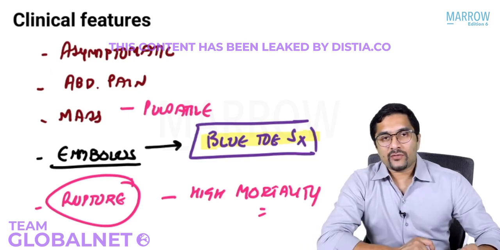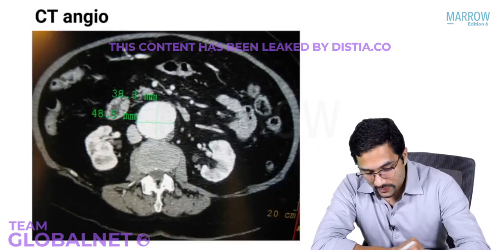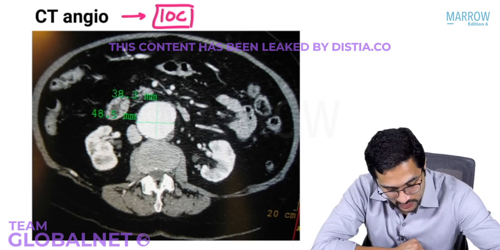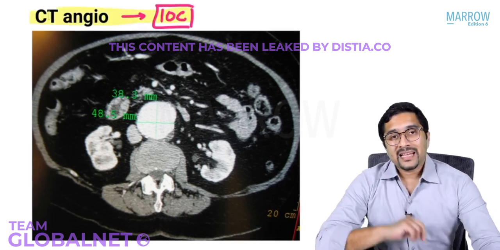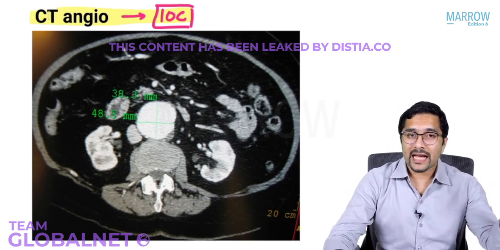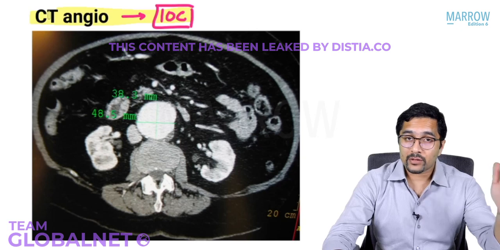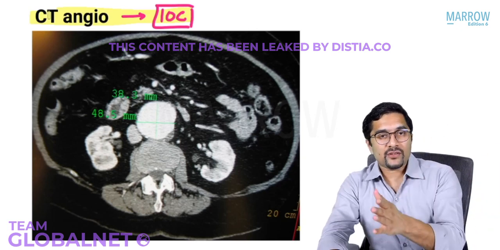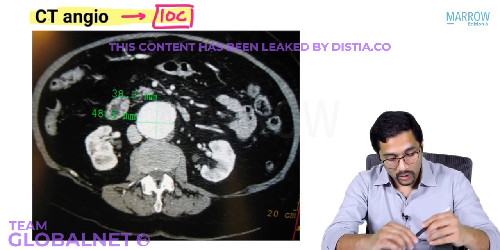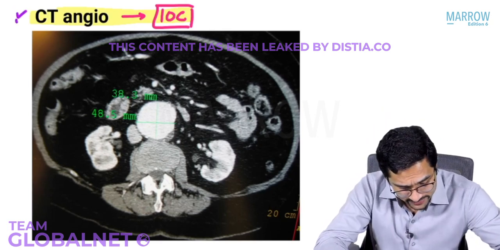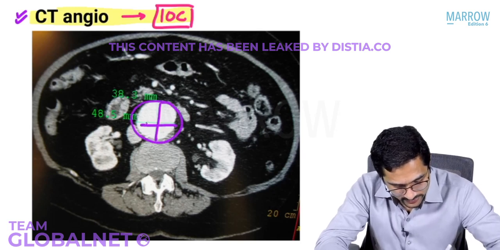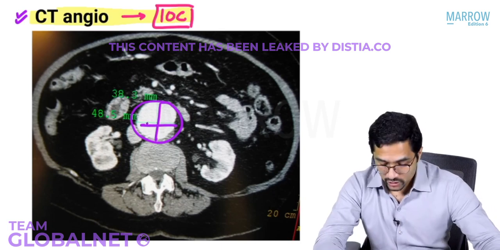The investigation of choice in a patient with abdominal aortic aneurysm is CT angiography. So CT angiography is the investigation of choice in these patients. Now again, I don't want any confusion. I told you the screening modality is ultrasound abdomen, but the investigation of choice is CT angiography, right? So no confusion at all. CT angio is the investigation of choice, and you can see here the diameter of the aneurysm in this CT angio and then take a call.